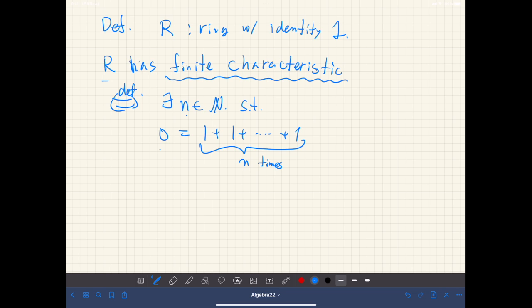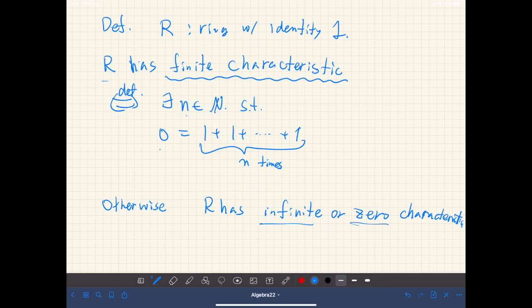And if there is no such n, otherwise, we say R has infinite or 0 characteristic. Okay, so it may sound strange, infinite or 0 characteristic, but since such an n doesn't exist, so only 0 times 0 ones equal to 0, so it makes sense. And even if you have any number of ones, it's not equal to 0, so it's again infinite. So yeah, that's the definition.